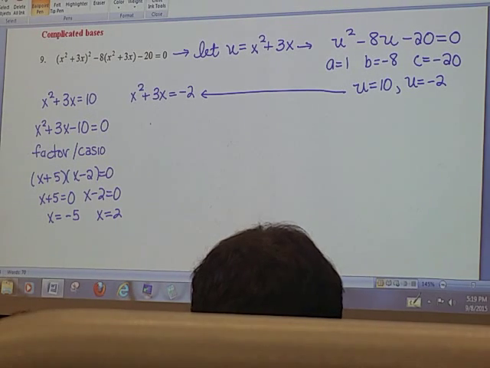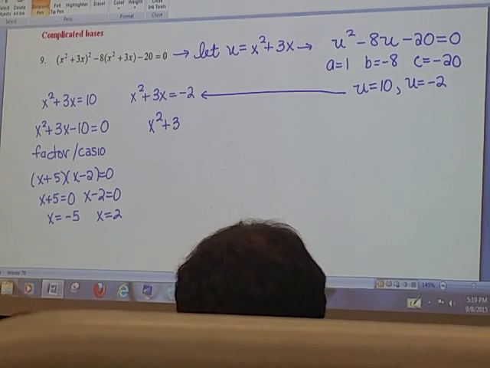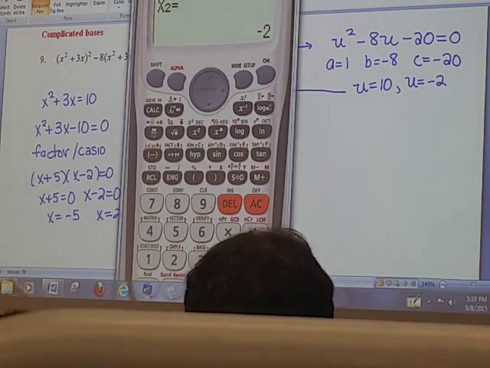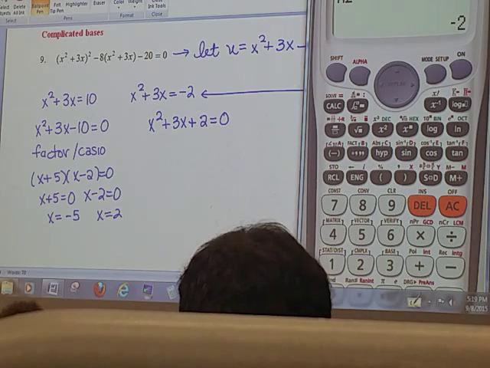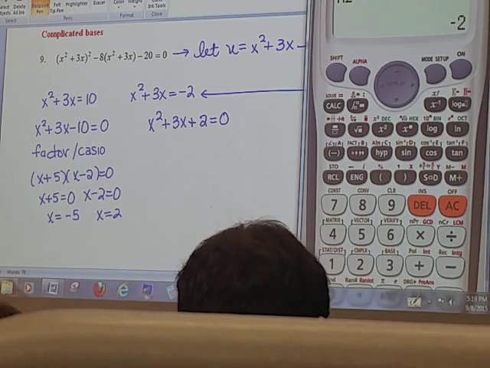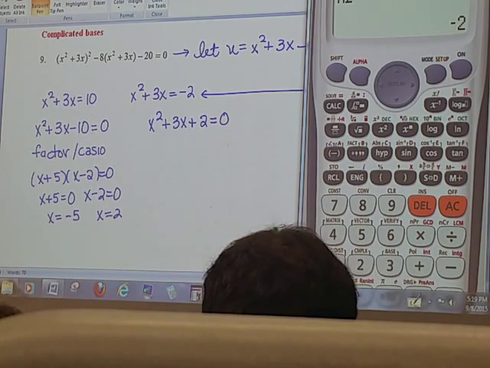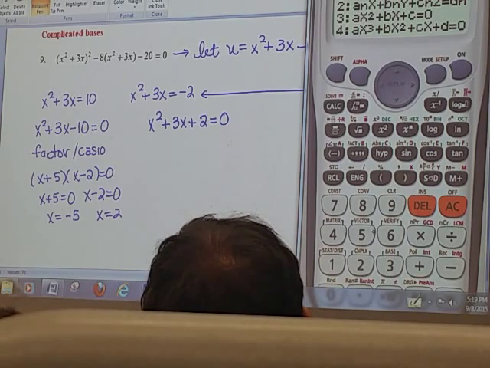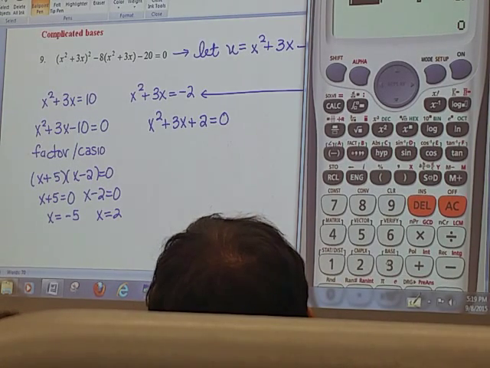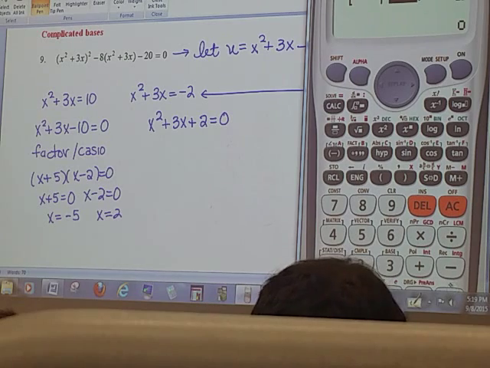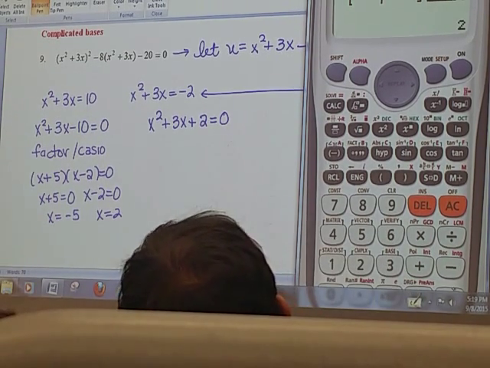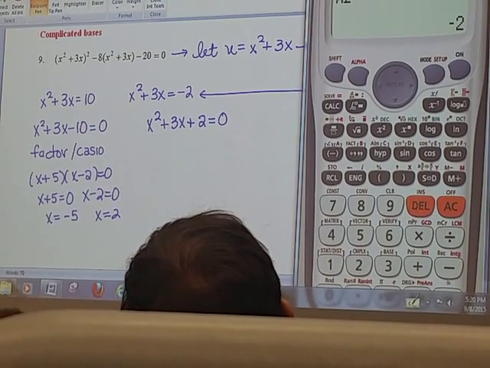Here I have x squared plus 3x plus 2 equals 0. We'll go right to Mr. Casio, although factoring 2 is not difficult. There's a rumor there's only 2 numbers that multiply to 2. But in case you're not the trusting type, 1 in front of x squared, 3 in front of x, 2. Negative 1 and negative 2.